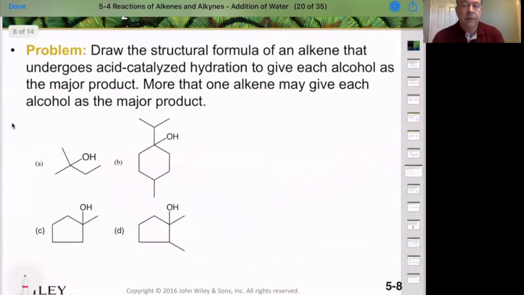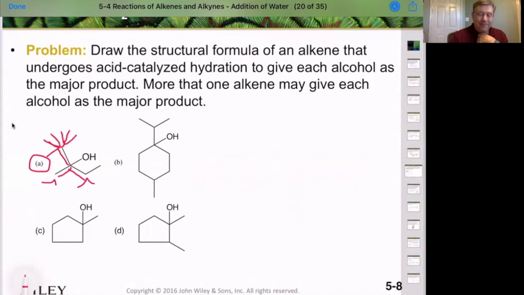Okay, so let's use that rule and figure out what the starting materials must have been from each of these. For number one here, if we had our double bond here, that could possibly make that product, or our double bond could have been here or here. Either way, the hydrogen would be going to the least substituted carbon, the one with more hydrogens on it.